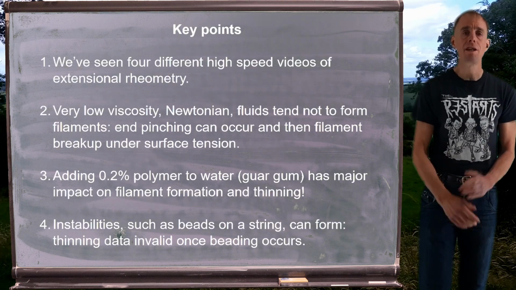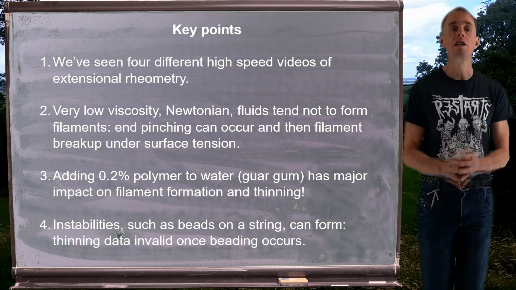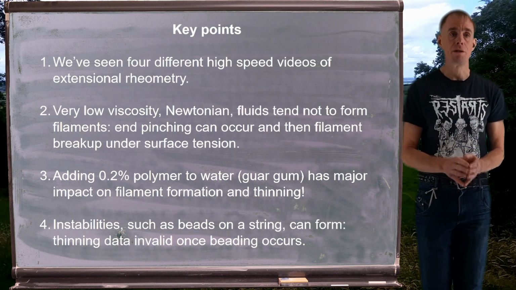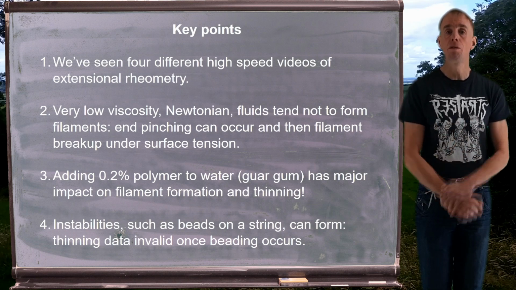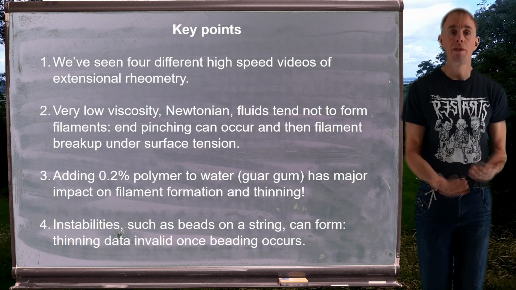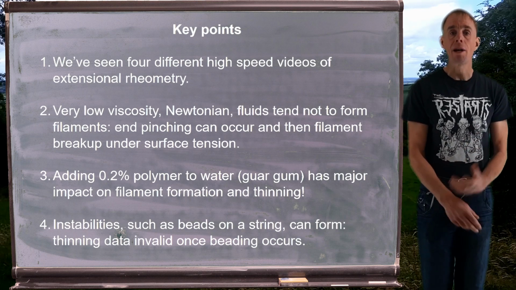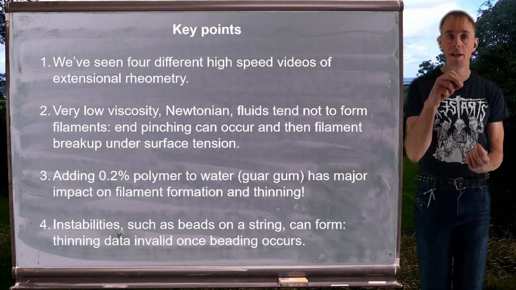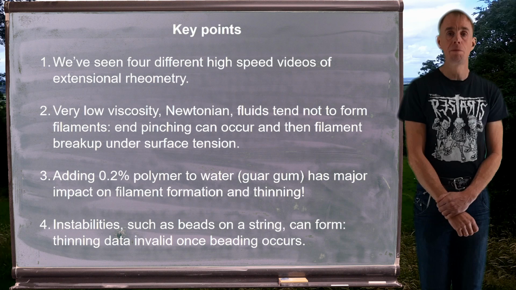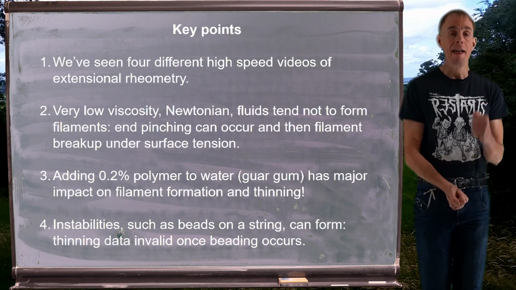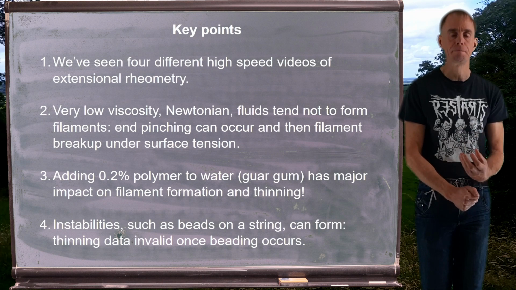So the object of this short video was to give you some examples of what you see when you do capillary thinning rheometry. And we've seen 4 different examples, and one of those examples didn't form a filament. Water, the first video, is very low viscosity, it's very high surface tension, and we had end pinching occur at either end of the fluid filament as it was forming, but it never became fully formed because whilst the pistons were still moving, the fluid filament detached and became a series of droplets that then merged.